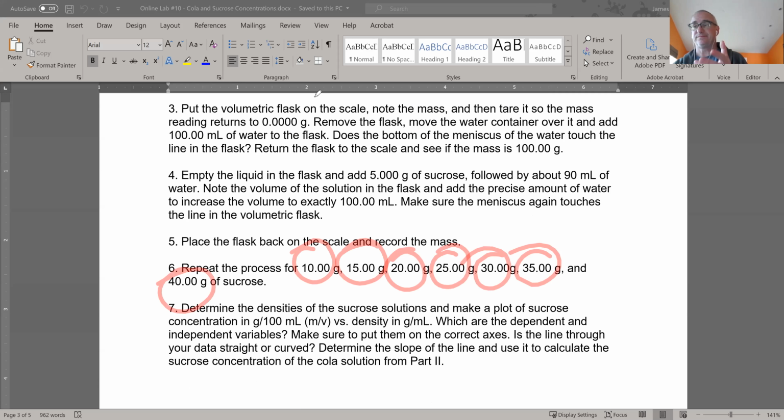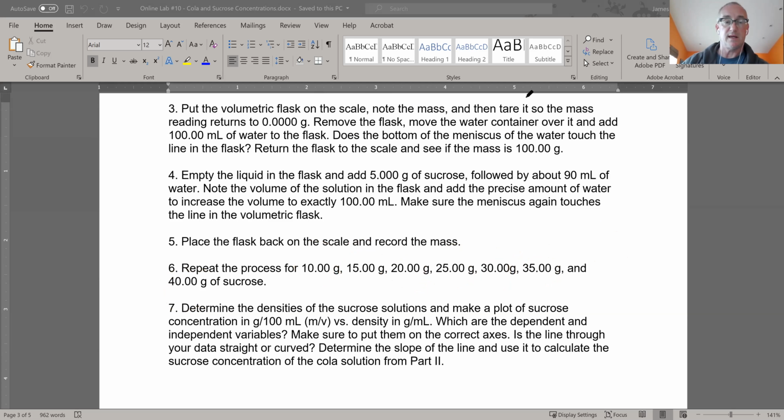And I'm almost certain the cola is the same for everybody. The density of the cola will fall in between there, so you won't have to do more determinations. It'll be somewhere in there. So you can determine the concentration from the density.